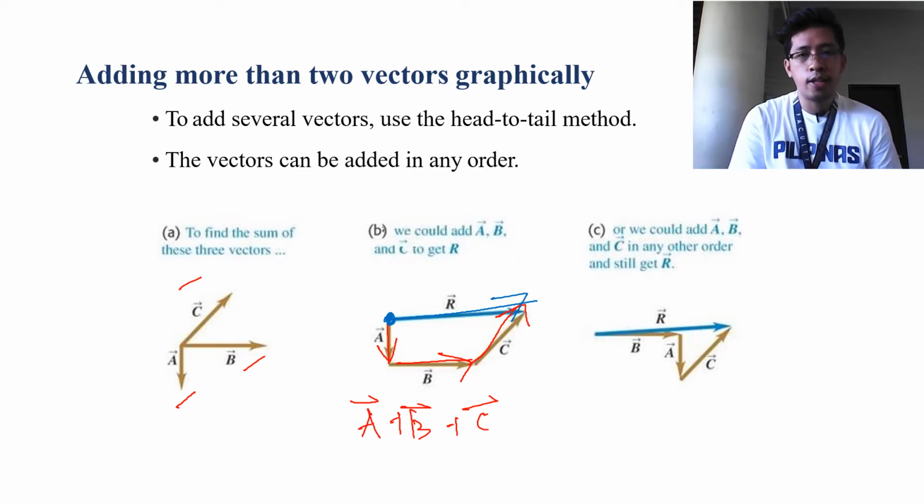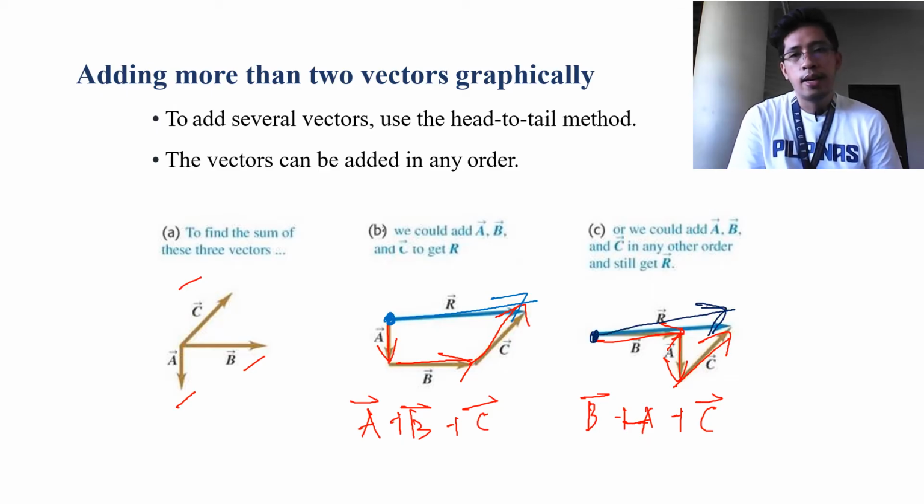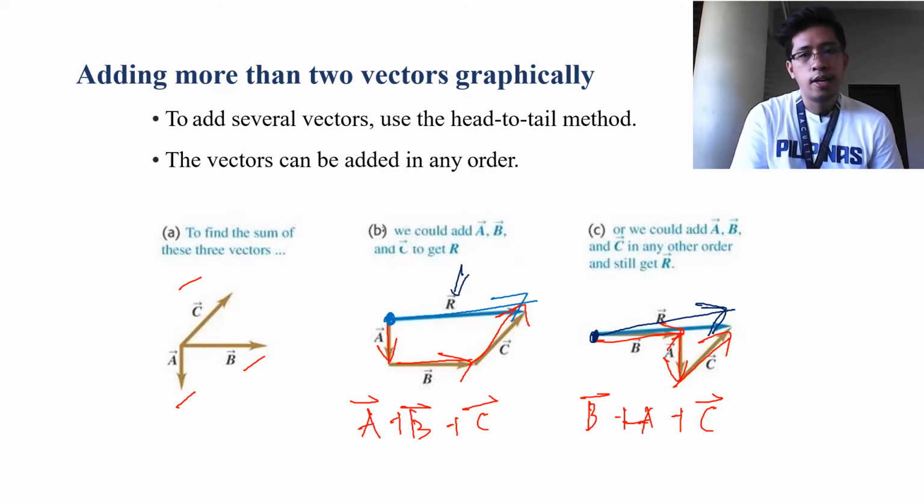If you have more than three vectors, you're just going to connect head to tail, head to tail, head to tail. Or you can also start with your B plus A plus C. So you draw first your vector B, and then you connect your vector A, and then connect your vector C. Your resultant vector is just from the tail of B towards the head of C. And this one here, and also this one here, should just measure the same, since we're just adding the same vectors.